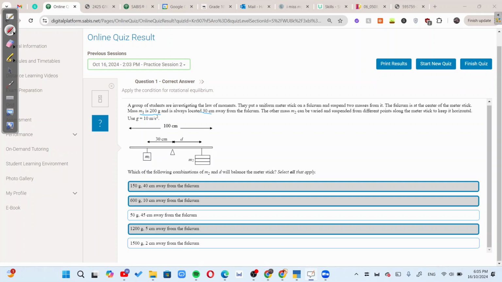So what I'm going to do here is make mass 1 into kilograms, because it's easier for us to use. So it's going to be 0.2 kilograms. And 30 centimeters is going to be 0.3 meters.